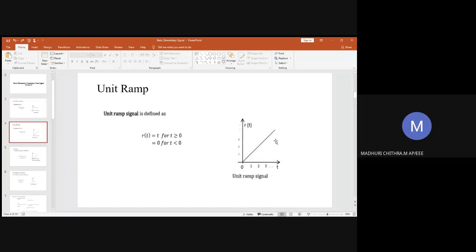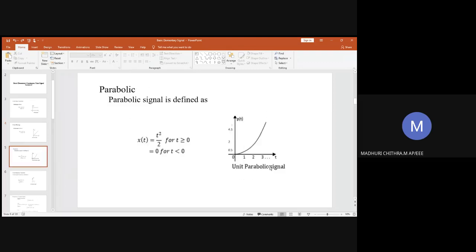Okay. Next, unit ramp signal. The unit ramp signal is r of t equal to t. So it is again a ramp signal. This is the diagrammatic representation. Next, it's a parabolic signal. Parabolic signal x of t equal to t square by 2. So it's parabolic in nature.